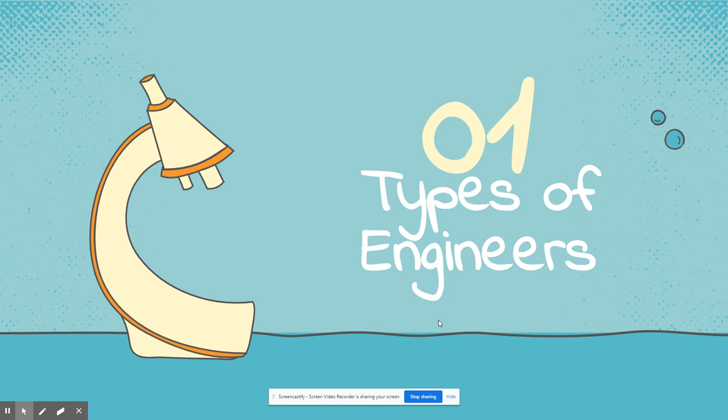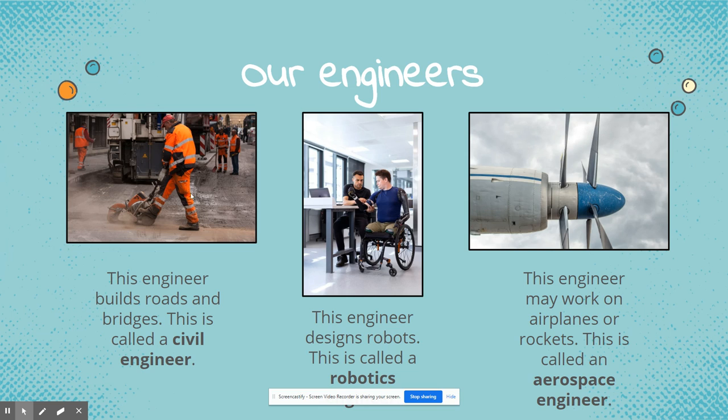Now let's talk about the types of engineers, and we already talked about this in the previous class. We actually have more than three types of engineers, but right now we're going to focus on three types. We have a civil engineer, and this engineer builds roads and bridges. Now here we have a picture and it says this engineer designs robots. This is called a robotics engineer. And then we have a picture of a plane, and this engineer may work on airplanes or rockets, and this is called an aerospace engineer.